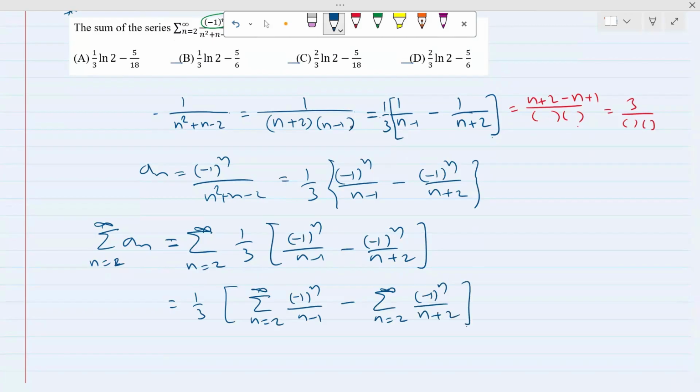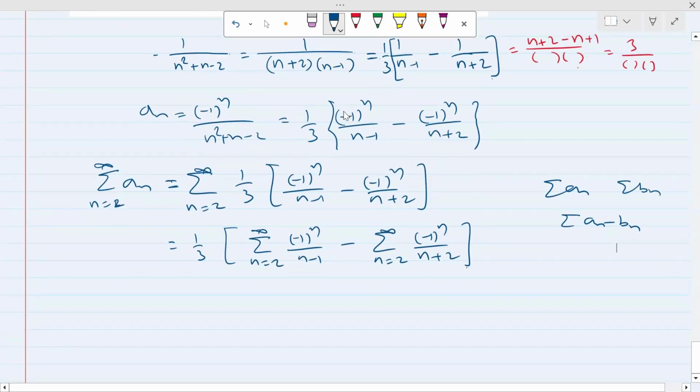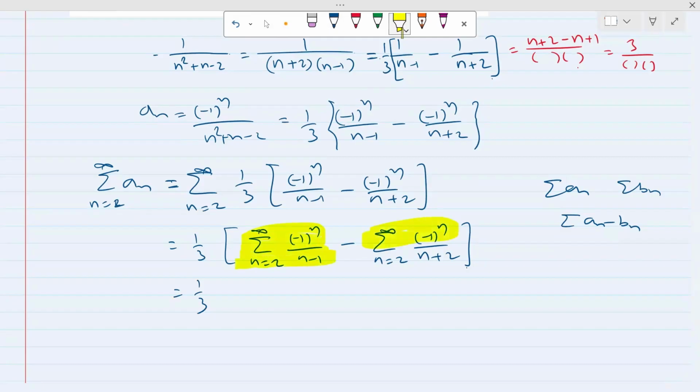Are we applying the algebra of convergent series? If two series, summation an and summation bn, converge, then summation an minus bn also converges. Yes, sir. So now the question is: is it possible to find this infinite sum?